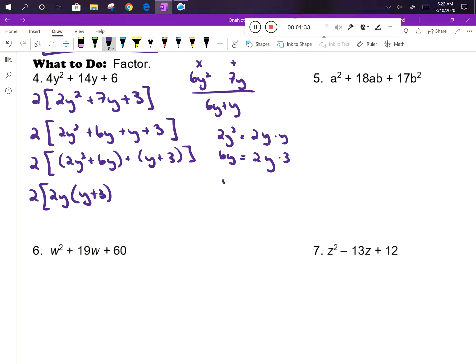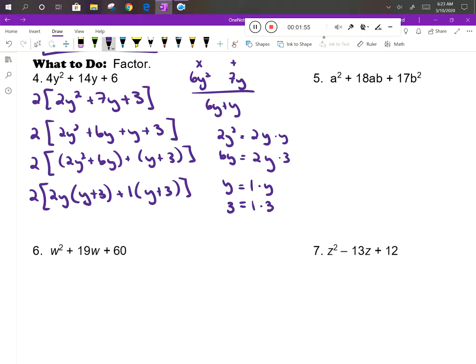Now at first glance, when we look at the last two terms, they kind of look like they don't have anything in common, but everything's divisible by 1. So they have a 1 in common. 1 times y is y, and 1 times 3 is 3. So we're going to factor out a 1, leaving a y plus 3.